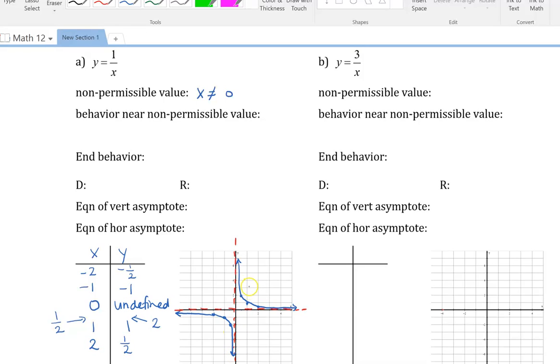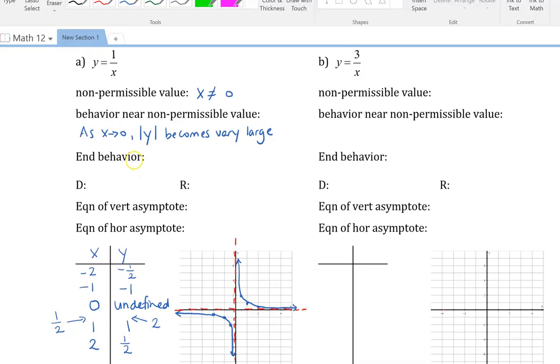Now, I could say large and small, but what I can also say is it's becoming a very large positive number on the right side, and it's becoming a very large negative number on the left side. So what I'm going to say is, as x approaches 0, no matter whether I approach from the right or from the left, the y value is becoming very large, whether it's negative or positive. So I'm going to put absolute values around the y, because if it's negative or positive, it still can be taken into account. So the absolute value of y becomes very large.